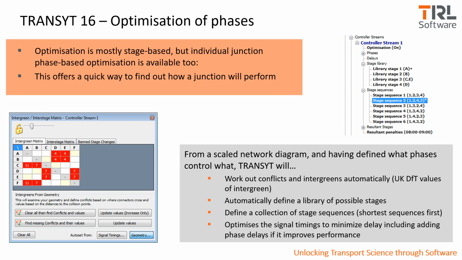Automatically define a library of possible stages, define a collection of stage sequences, shortest sequences first, and then optimize the signal timings to minimize delay, including adding any phase delays if it improves performance. All of that is done more or less by one click of the button. The top one, conflicts, is done by one button, and the rest is by a second button. So 2 buttons technically.